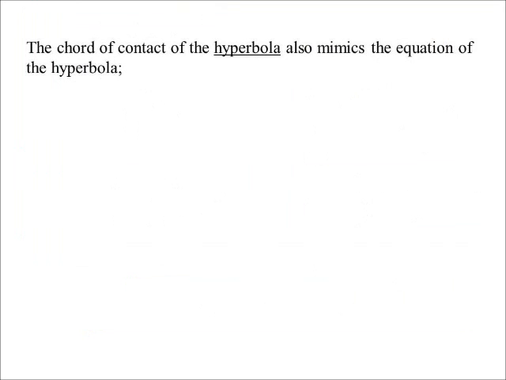Chord of contact, once again, it will mimic the equation, so it will become x naught x on a squared minus y naught y on b squared is equal to 1.